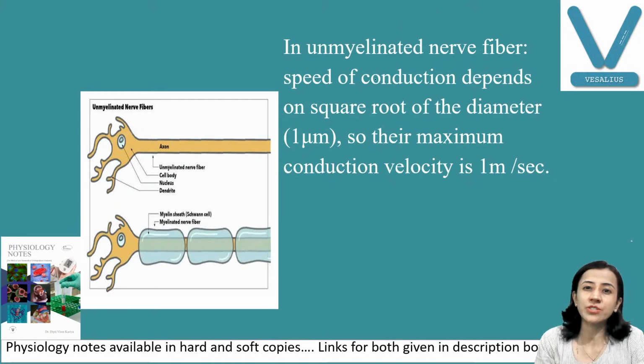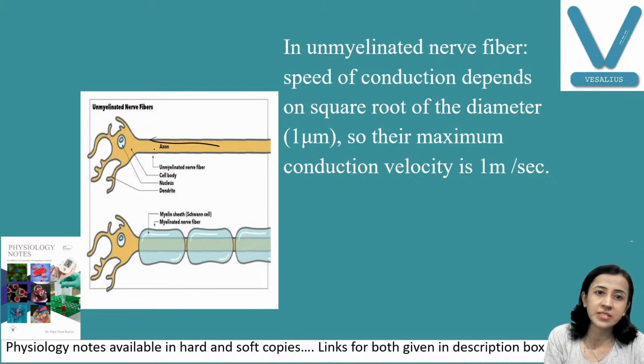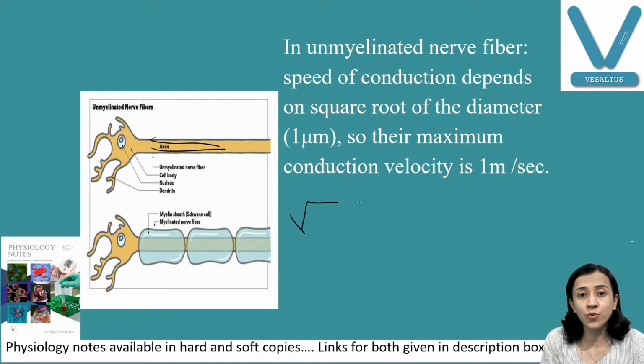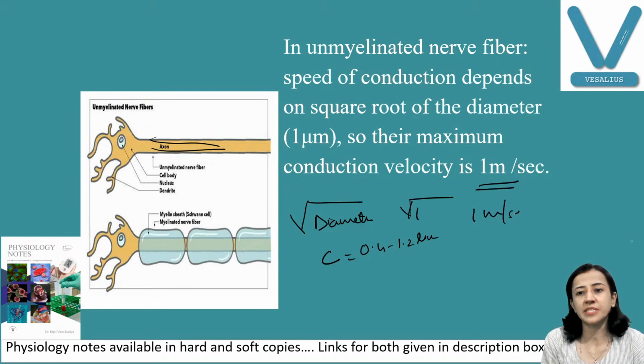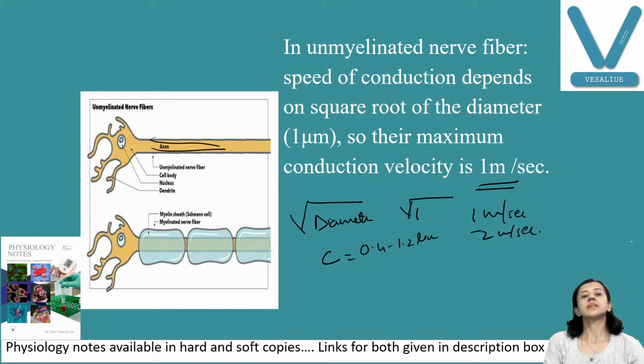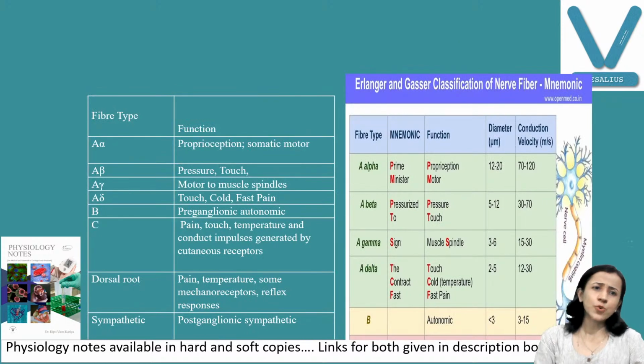How to get the conduction velocity? Here the formula for conduction velocity in an unmyelinated nerve fiber, this is not myelinated, that is the square root of diameter. Unmyelinated fibers are C fibers. The diameter of C fiber is about 0.4 to 1.2 micrometer. So if suppose we take the square root of 1, you will get 1. So maximum 1 meter per second or maximum 2 meter per second is the conduction velocity if your fiber is unmyelinated. Fine.